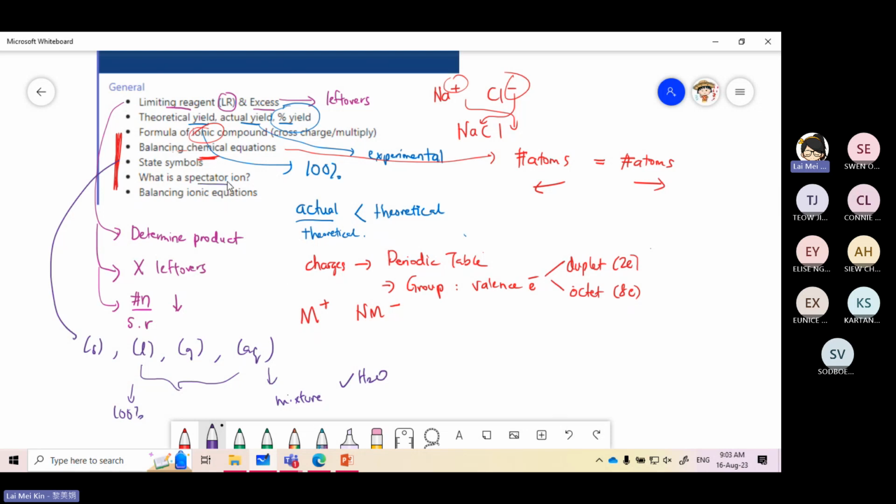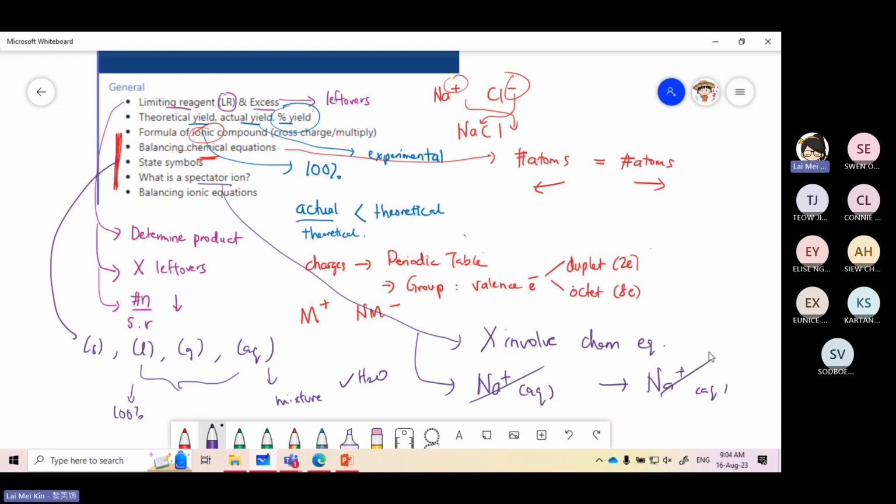What is a spectator ion? It does not get involved in the reaction in the chemical equation. Then how do you identify a spectator ion? It appears on both sides. So for example, if it appears on both sides of the equation, then you can cancel it off. That is your spectator ion. And lastly, we learned to balance ionic equations where we cancel off the spectator ions, the ones that appear on both sides.